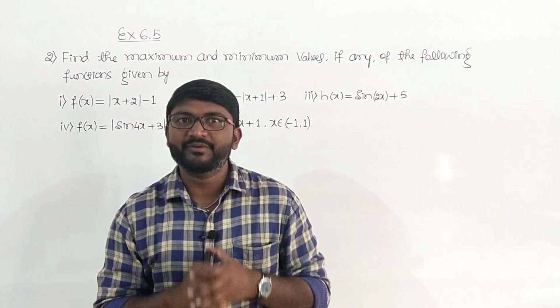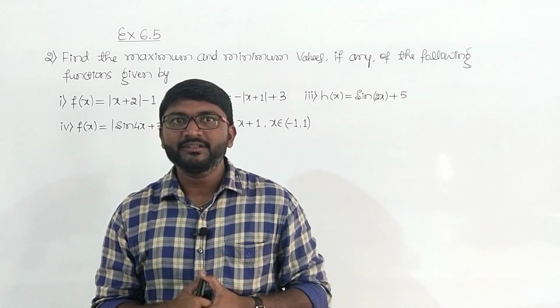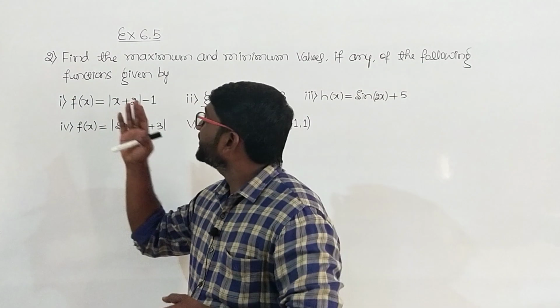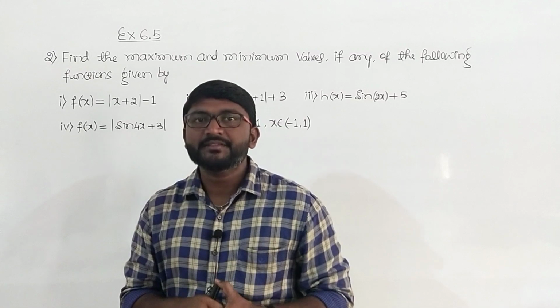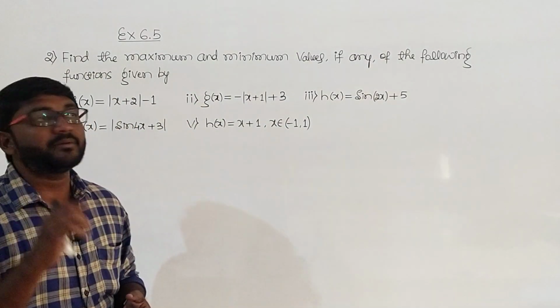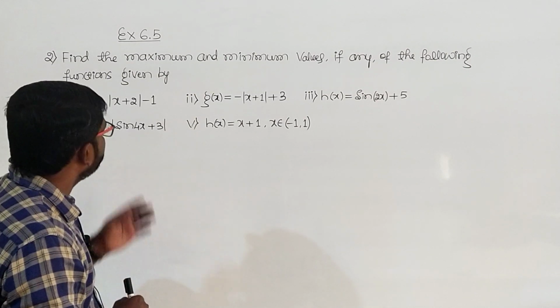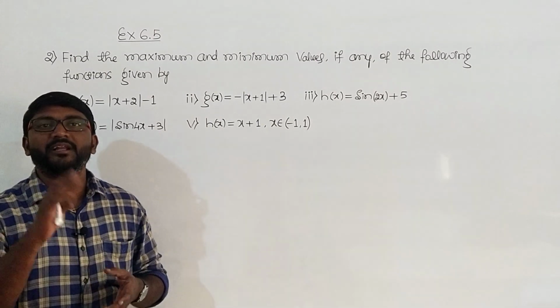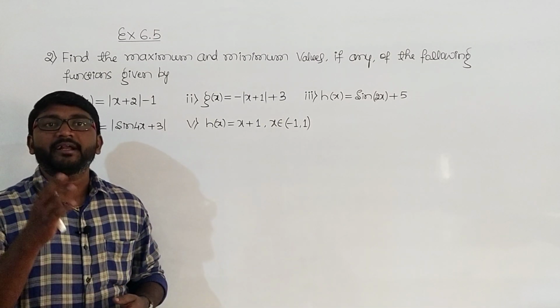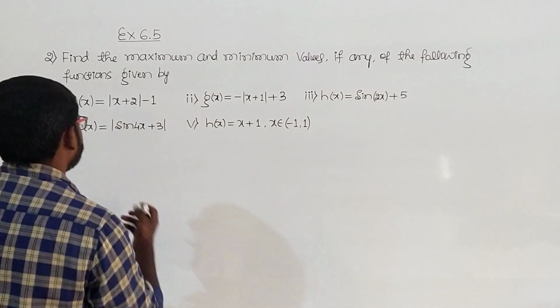So in the last class we started with exercise 6.5 and solved the first main question. In today's class, let us continue with the second main question of exercise 6.5. The question is: find the maximum and minimum values, if any, of the following functions given by. Here we have 5 cases, and we will have to find the maximum and the minimum value if it exists. So we'll take up the first one.